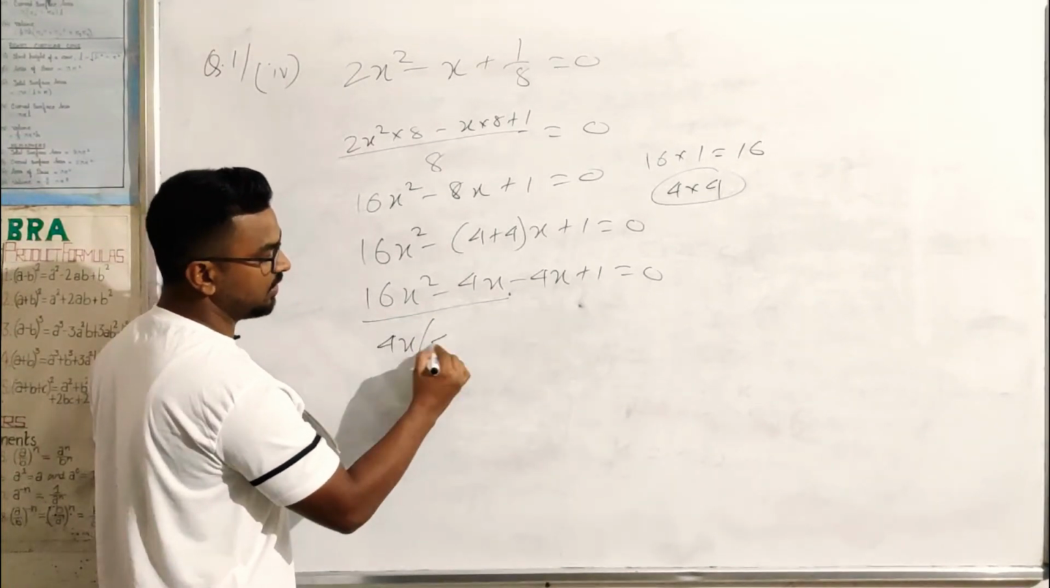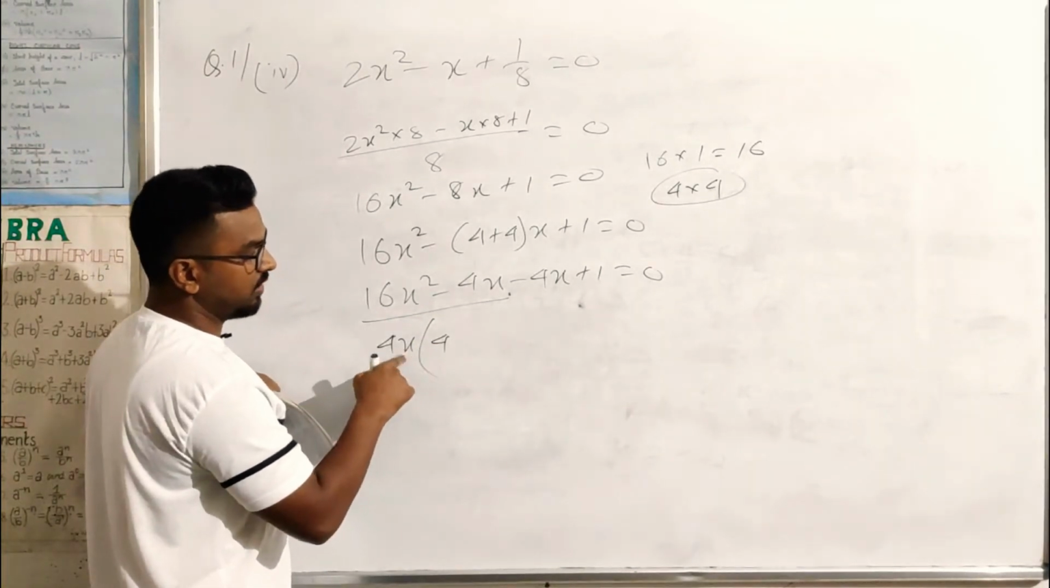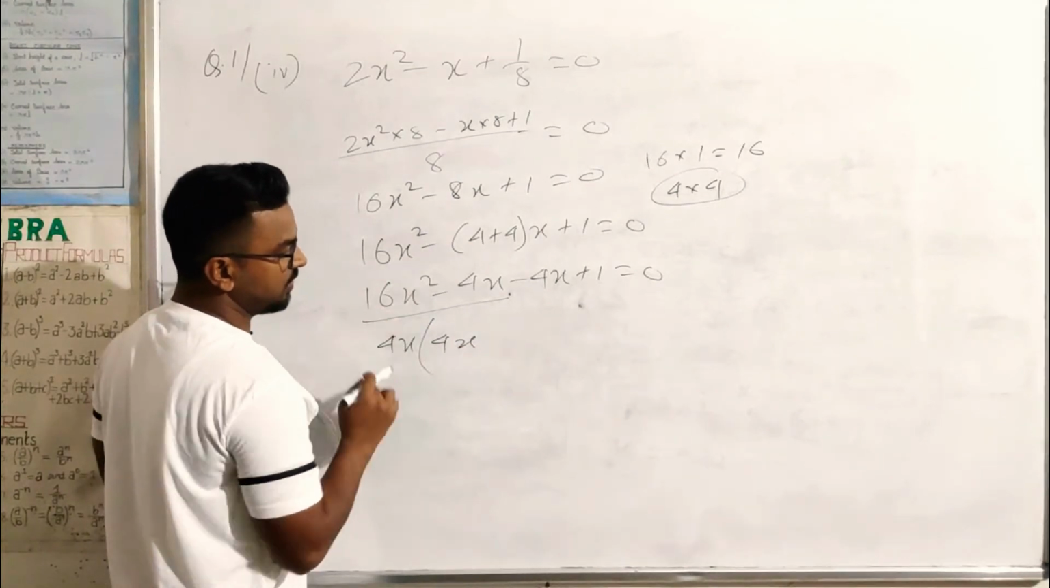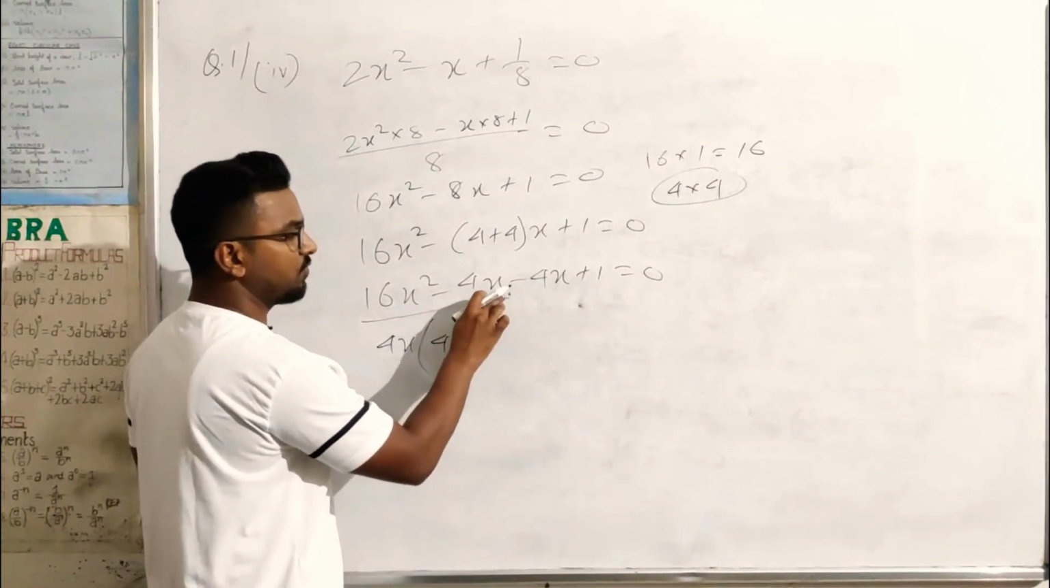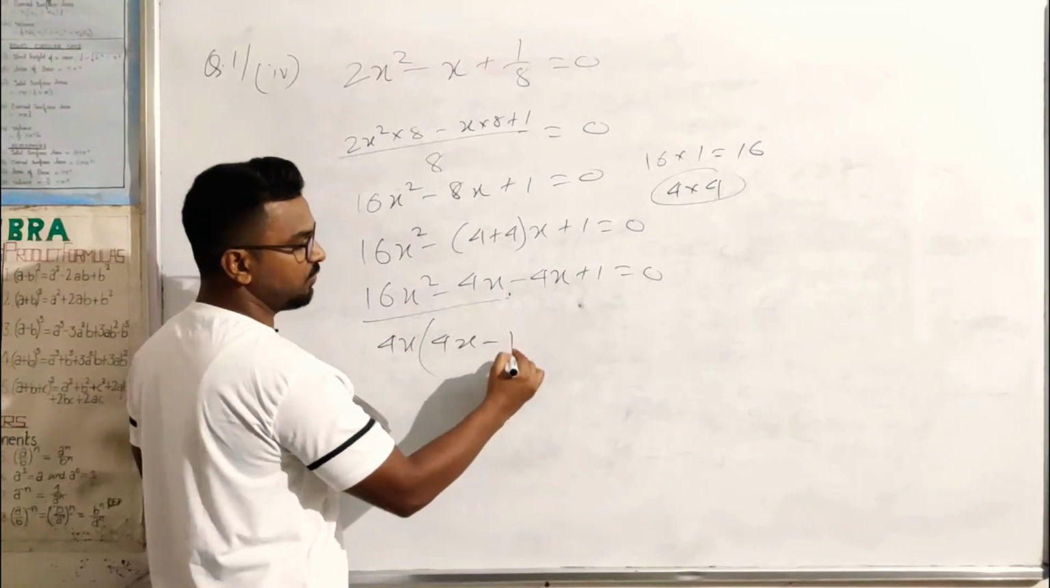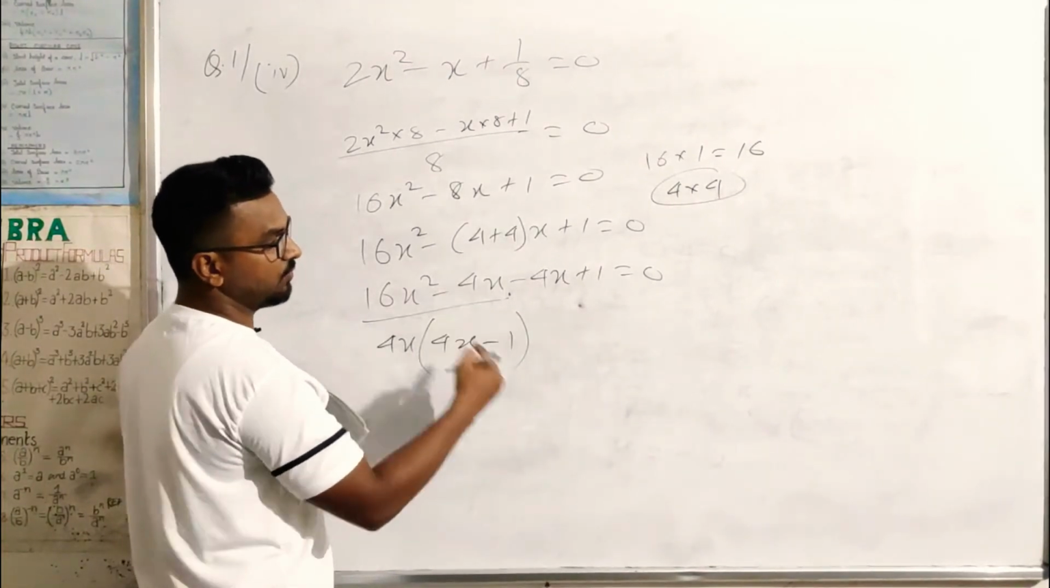4 how many times is 16? 4 4 is there. 1x is here, so it will be x. X into x is x square minus. So from 4x, if you take out 4x, what will be left? 1 will be left. 4x into 1 is 4.